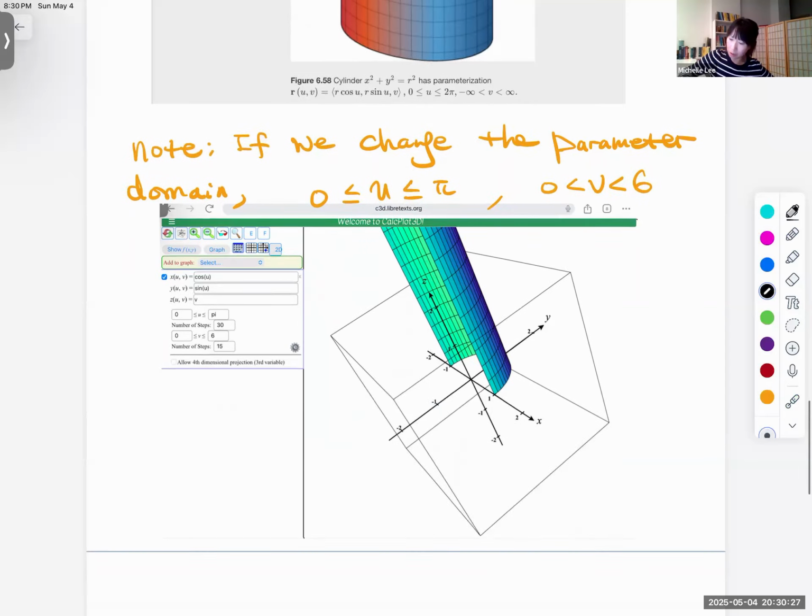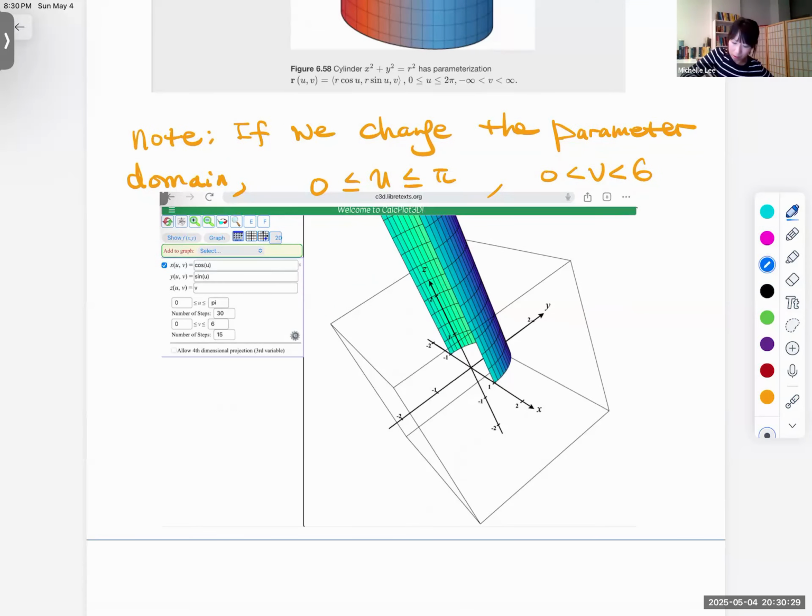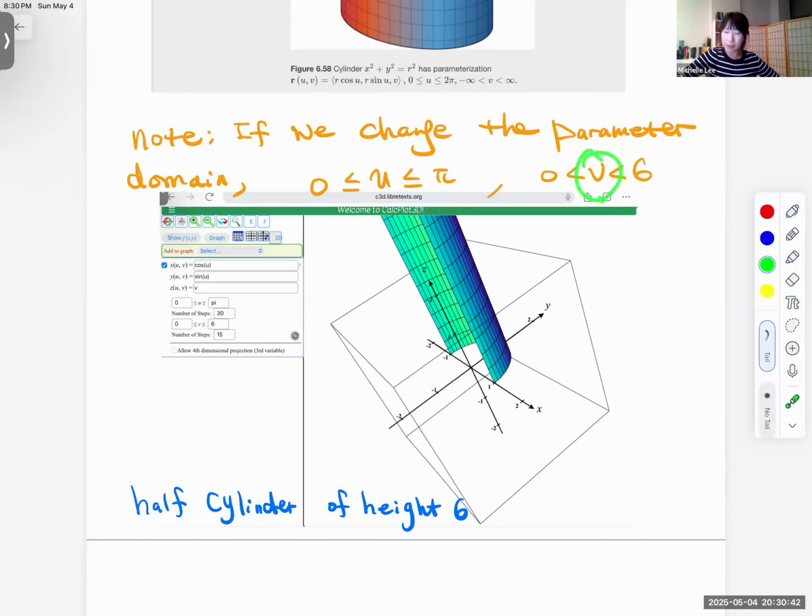So you guys understand what we are doing. Half cylinder of height 6. Yeah, makes sense? This one is z, which is height. All right.